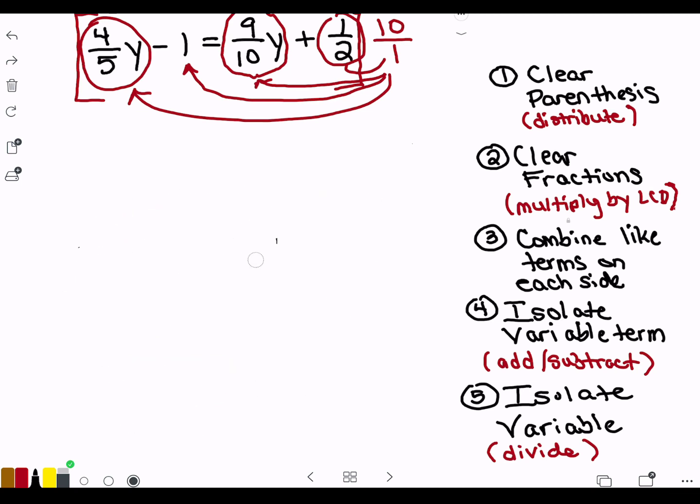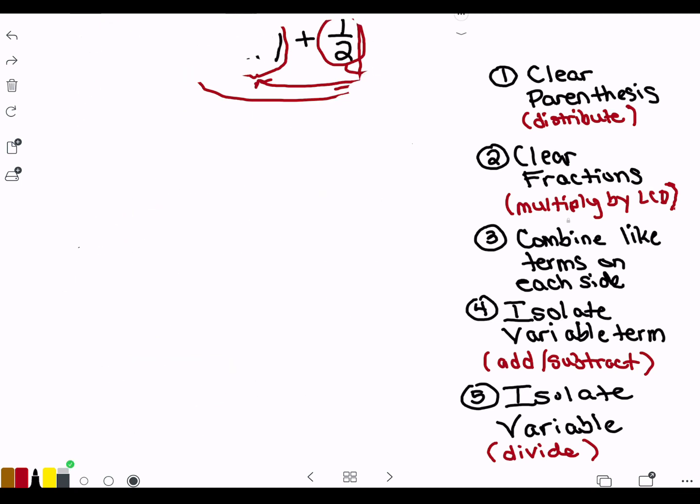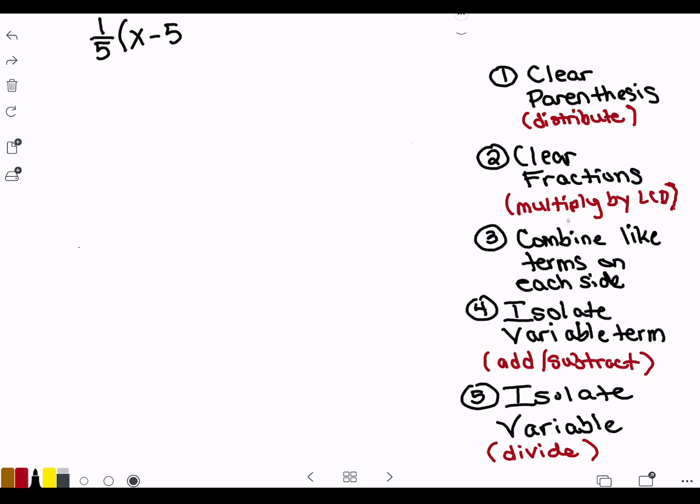Let's try another one. Erase, erase. Let's try one more. Maybe a couple more. At least one more. So let's look at this equation here.